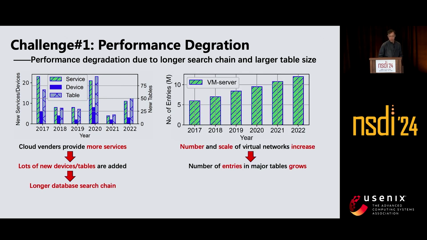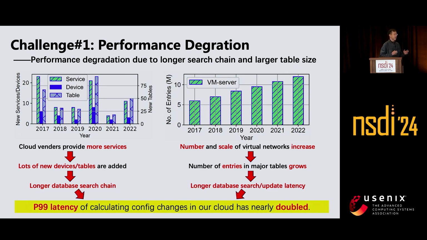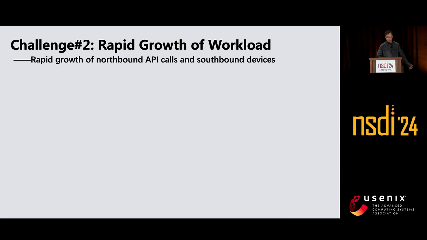The second thing is that the single network scale is also growing. If you check the database for your SDN controller, the table entries grow from maybe 100,000 to millions, and right now even reach 1 billion entries in one database. All of this adds up to your SDN controller processing time. In our observation, the P99 latency over the past 5 years has almost doubled, which is really a bad degradation for all of us.